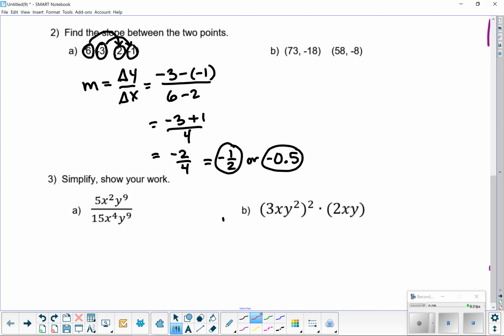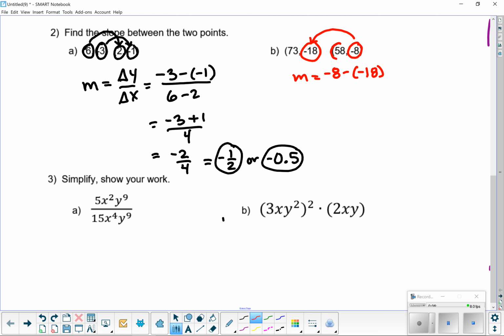Okay, this one here, I'm going to start with m equals, okay, so then again, it's the change in y over the change in x. Okay, I'm going to just utilize that one right there. So change in y, and let's say this time we're going to start in the back. So -8 take away -18. So you write like that, -8 take away -18.